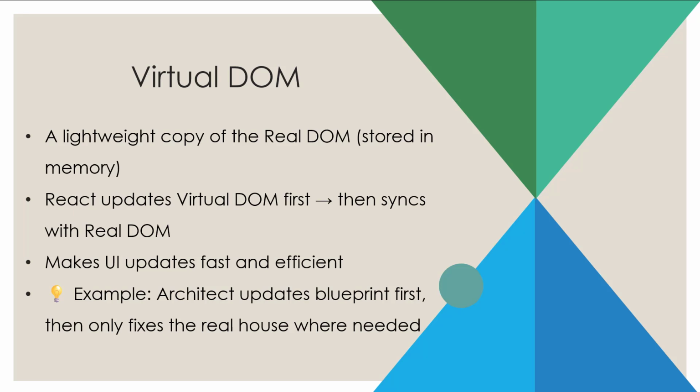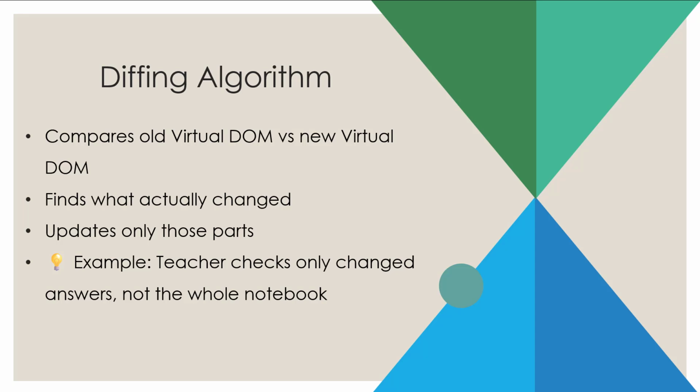For example, think of the virtual DOM as a blueprint of a building. Before touching the actual building, the architect makes changes on the blueprint. Once it gets approved, only the necessary parts of the building are updated or built. So how is this happening? It is behind the scenes, and it happens by the use of the diffing algorithm.